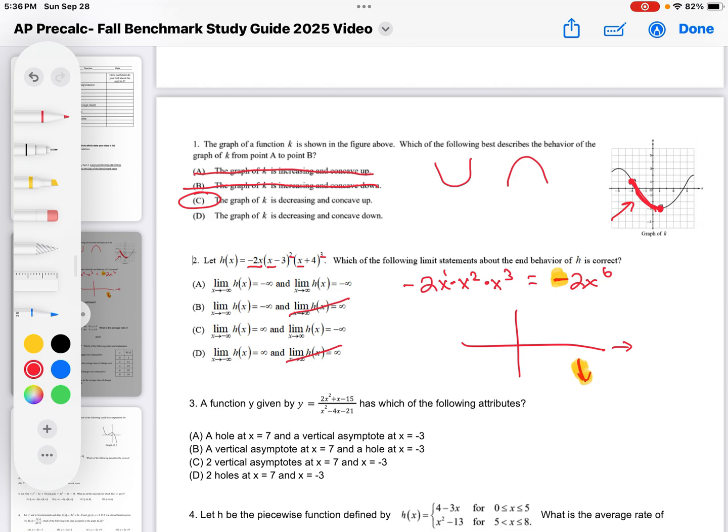Now we look at the degree of this polynomial, and this polynomial has an even degree. The theme in this class is that anything that involved even meant they did the same thing. So in this case, the left side is going to go the same way as the right side. That means that on the left side, as x goes to negative infinity, our function also goes to negative infinity. So this is wrong, which means the answer has to be A.